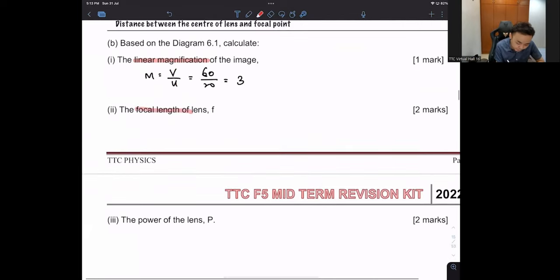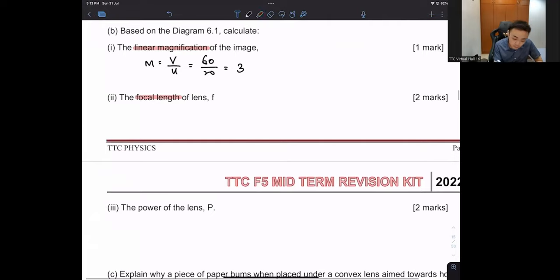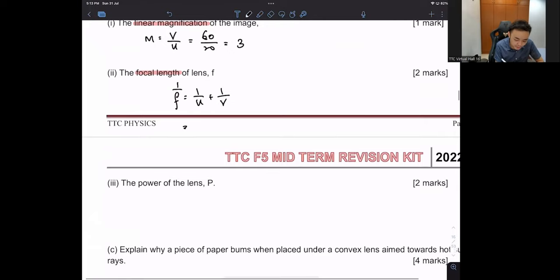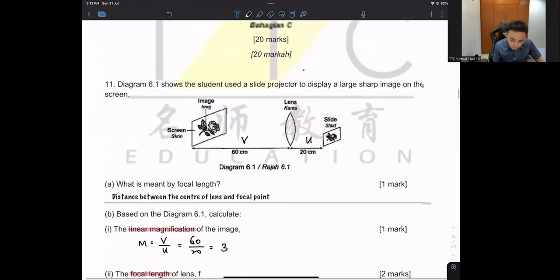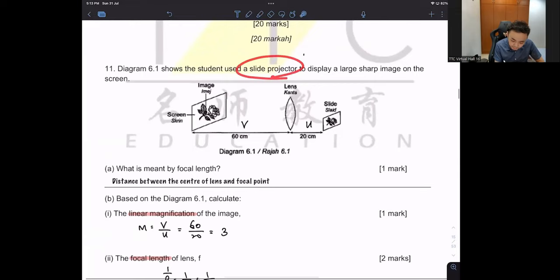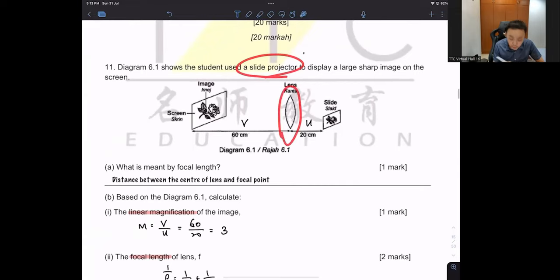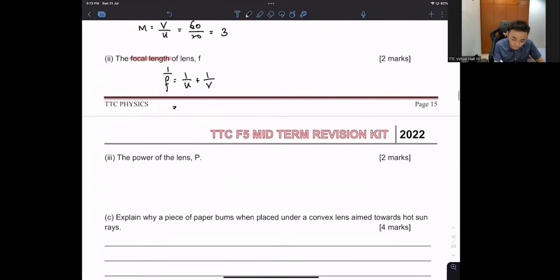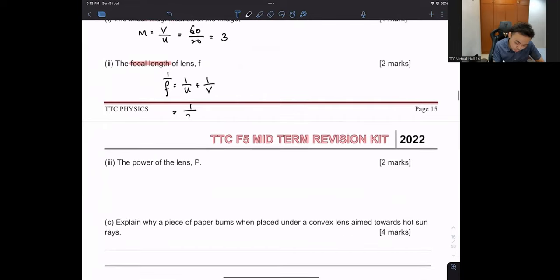To calculate focal length, do you recall the formula? The formula is what? 1 over F equals 1 over U plus 1 over V. Substitute accordingly, you get the answer. What we have here is a projector, right? We are using a convex lens. So we substitute everything inside 1 over. The U is 20 and V is 60. How much do we get for this? We get 4 over 60, I suppose. Focal length, how much? Yes, 15.